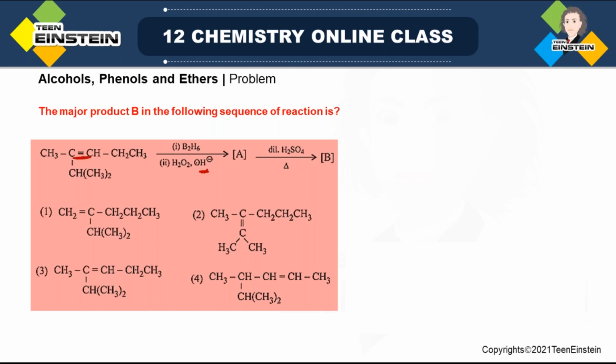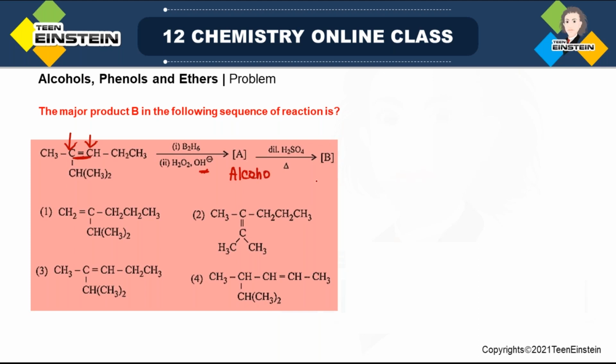Remember, in the last class we discussed it, which is basically a preparation method of alcohol. Suppose you want to make alcohol starting from alkene, and it will be the anti-Markovnikov product. So in this C=C double bond, there will be addition of H and OH. So the final product after hydroboration and oxidation is alcohol, so A must be alcohol.